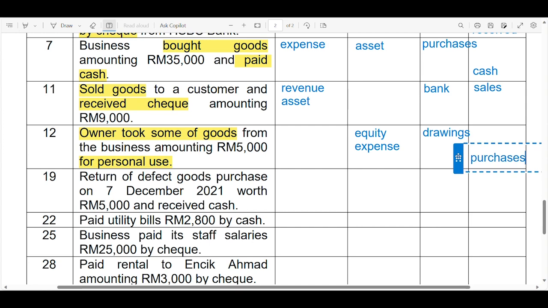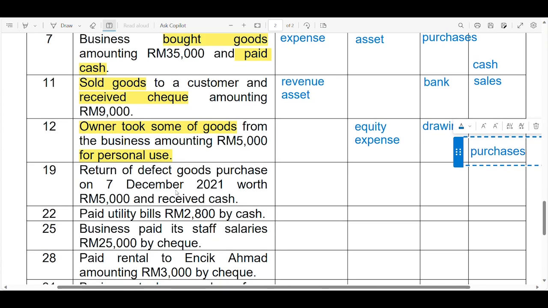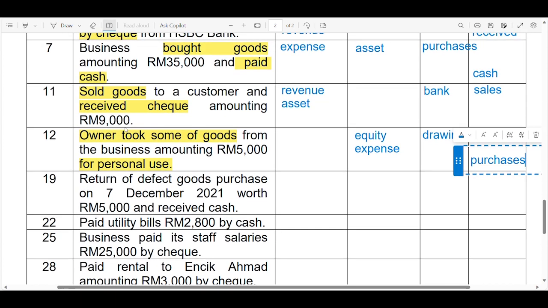Okay, next, number 19. Return of defect goods purchased on 7 December, and receive cash. Why? Because on 7 December, when the business bought goods, the business paid immediately in cash. So whenever the business returned the goods, the business is supposed to receive the cash due to the goods return. When the business bought goods, that results in an increase in expense.